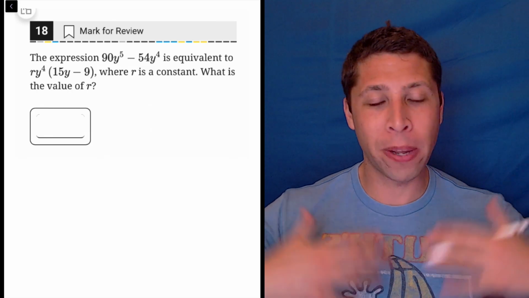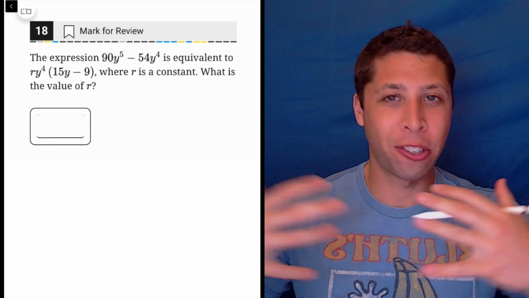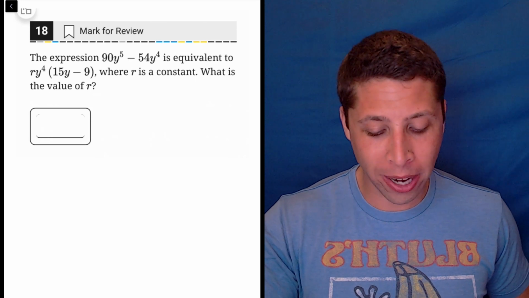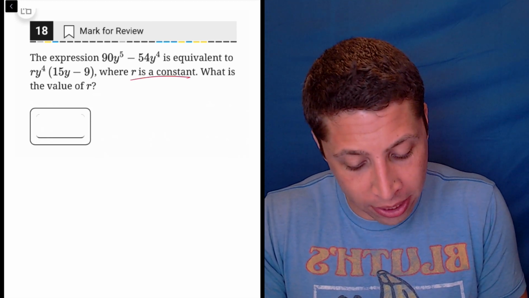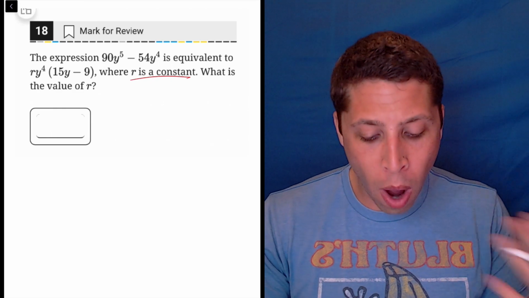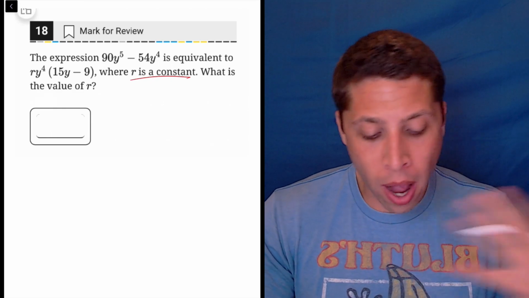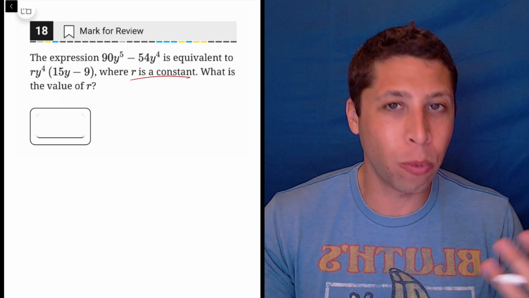This question looks hard, but this is why if you practice the strategies when they don't matter, you should be ready to go when they do. This algebra looks crazy, but they're telling us that r is a constant that we need to solve for, but y is also a variable here. And y doesn't seem to matter, so why don't we just make up a number?